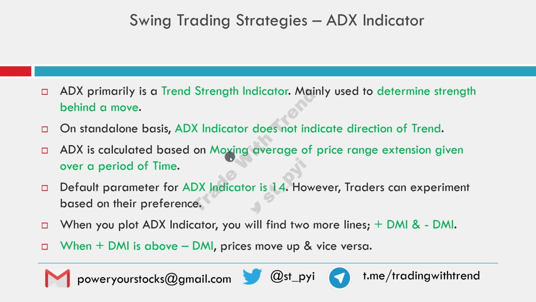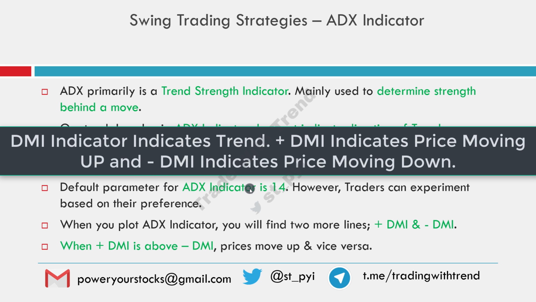So ADX is calculated based on a moving average of price range extension that is taken over a period of time. If you're interested in learning about ADX indicator construction and calculation, there are plenty of resources freely available on Google. Do refer to the same for the calculation segment. The default parameter for the ADX indicator is 14. However, traders can experiment based on their own preference and own experiences.